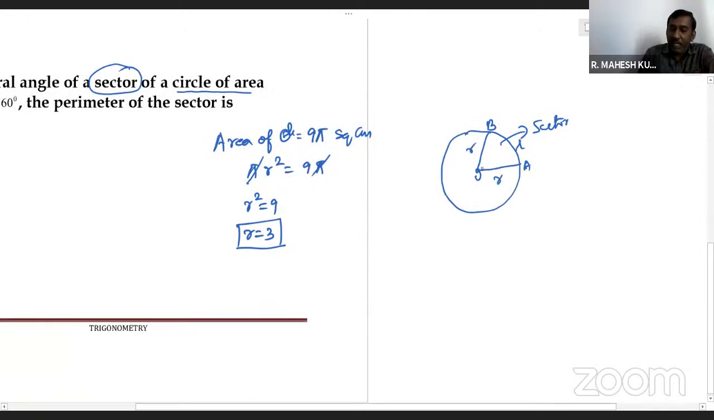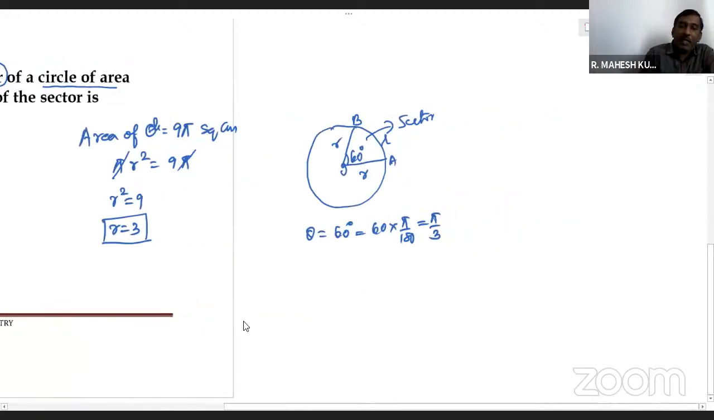What is the central angle here? It is going to be 60 degrees. Theta is going to be 60 degrees. So we convert it into radian: 60 multiplied by pi by 180. This is going to be pi by 3 radian.